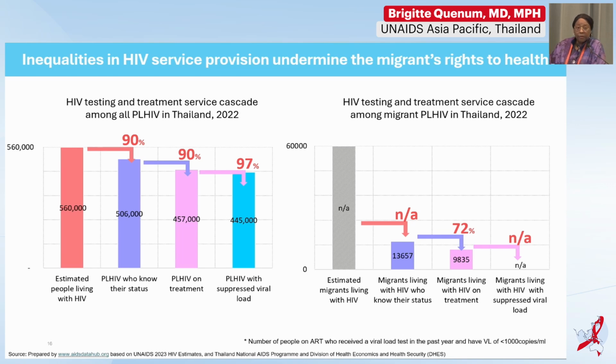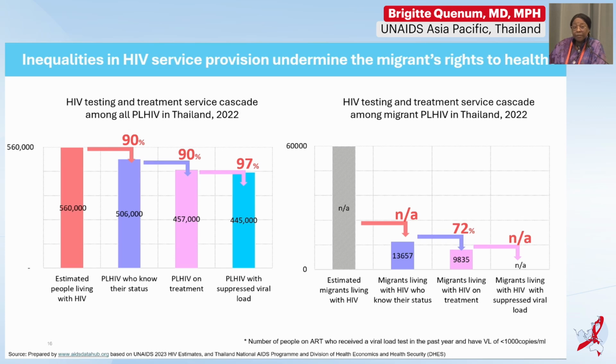And you can see from the left side of the slide, Thailand is well known for its success on treatment coverage for all Thai people. You can see from the chart there, 90% of people living with HIV know their status. 90% of them are on treatment, and among those on treatment, 97% are virally suppressed. And we know how successful this country is doing.